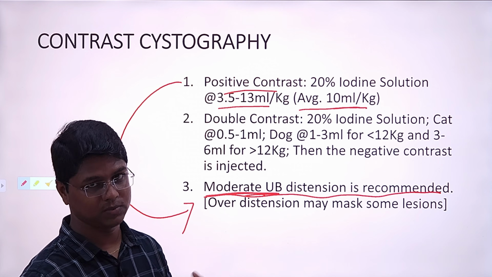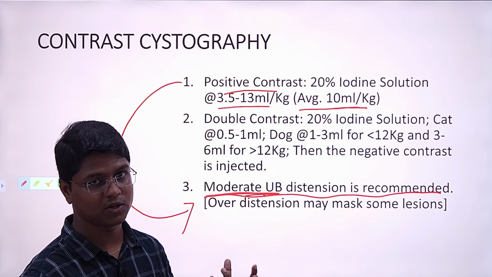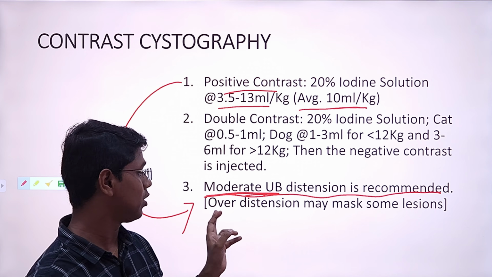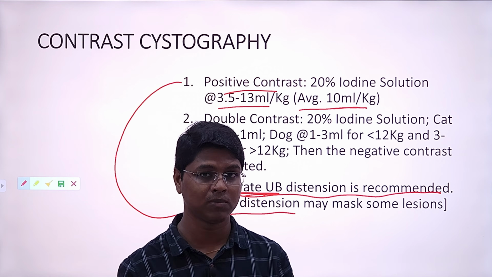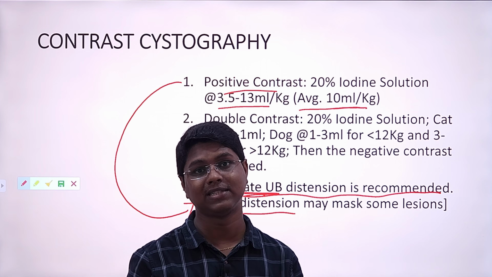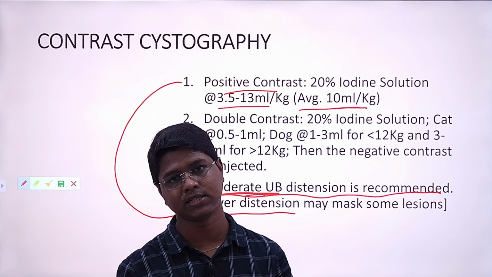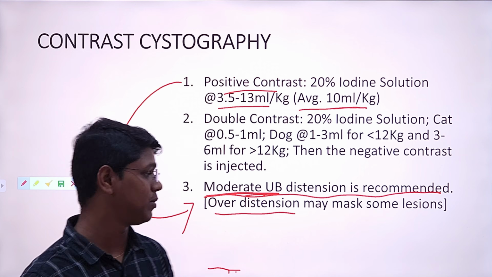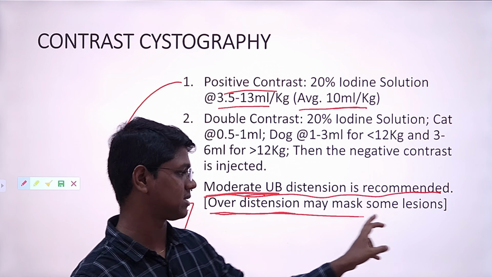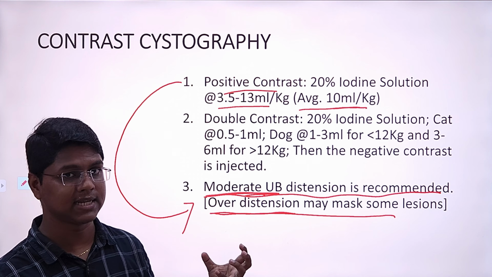Also, it might cause some bladder rupture if you are not monitoring, and over distension may mask some regions like the bladder wall thickening, especially the mucosal changes. I'll discuss what mucosal changes and intramural changes are. They can be masked if the bladder is over distended.